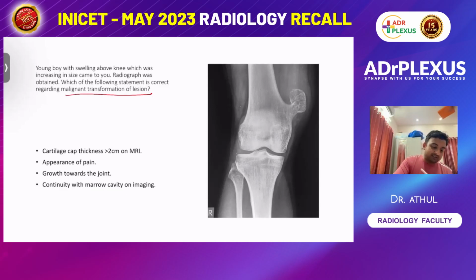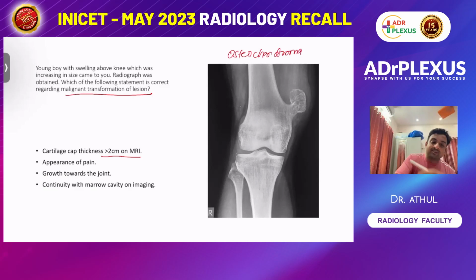The first option is cartilage cap thickness of more than 2 centimeters on MRI. The second option was appearance of pain. Growth towards the joint is the third option. And continuity with the marrow cavity on imaging was the fourth option. So these are the four options. Understand that this is osteochondroma.